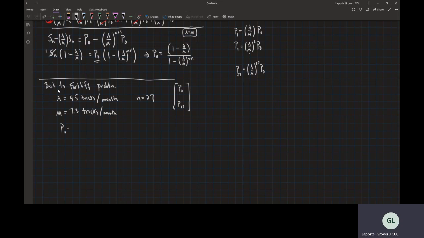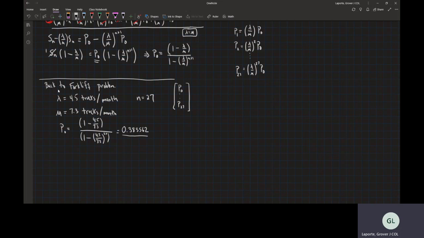So p0, if we just use our equation that we just got, so 1 minus 4.5 over 7.3, divided by 1 minus 4.5 over 7.3 to the 28th, I believe. So n plus 1, so 28. Put it in your calculator, you get 0.3835562. Okay, good. I think that's the same thing they got in the book.